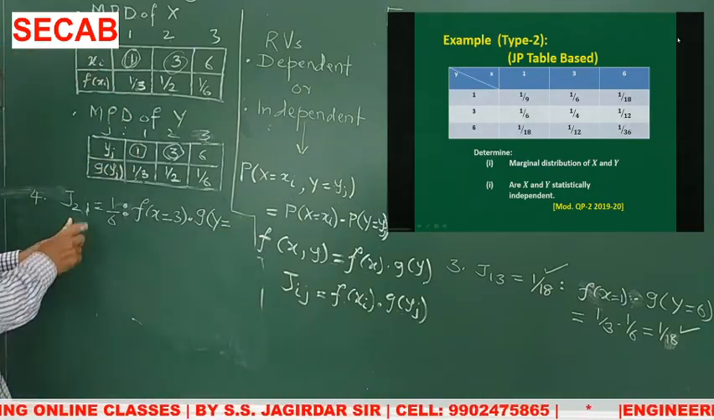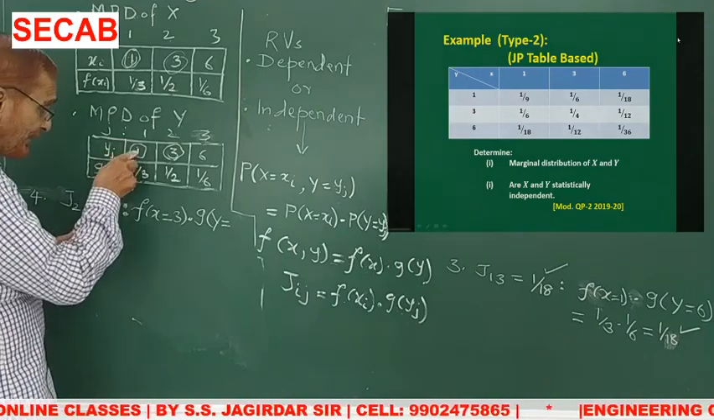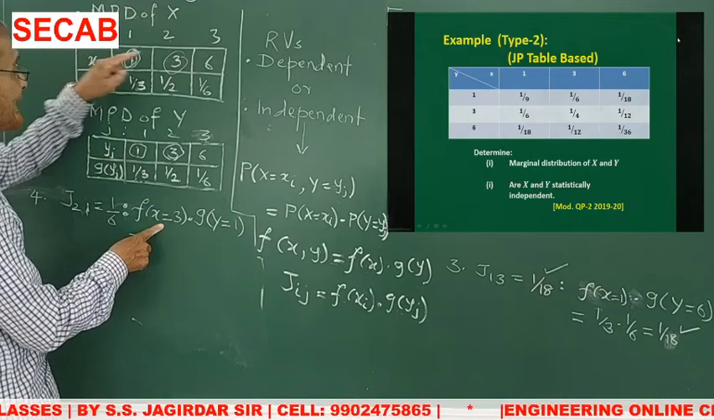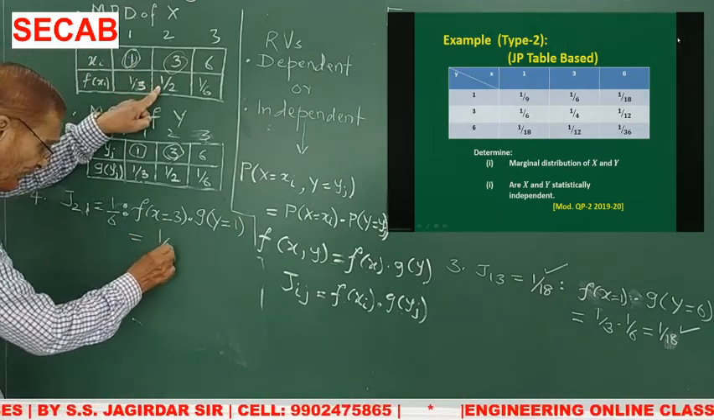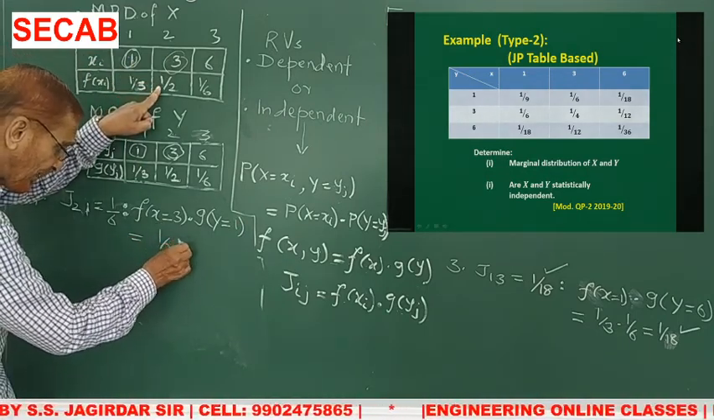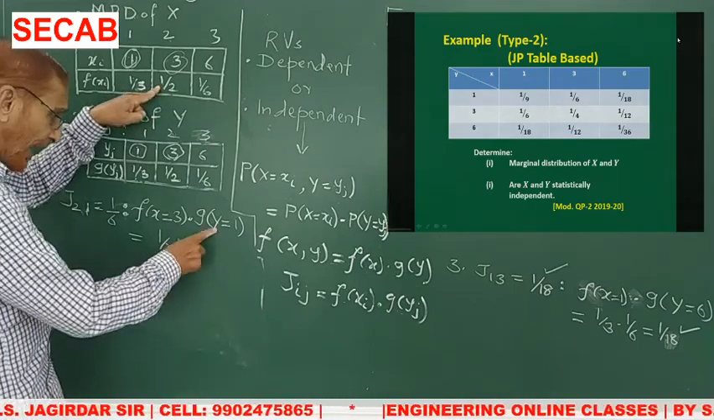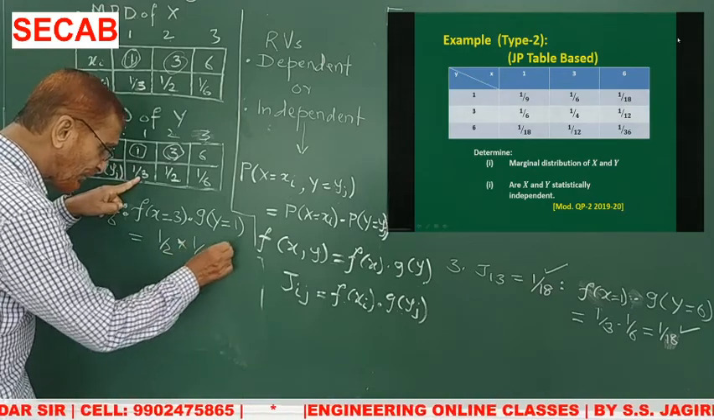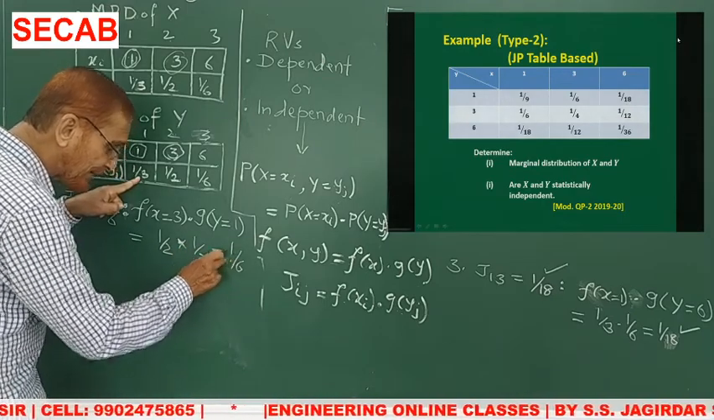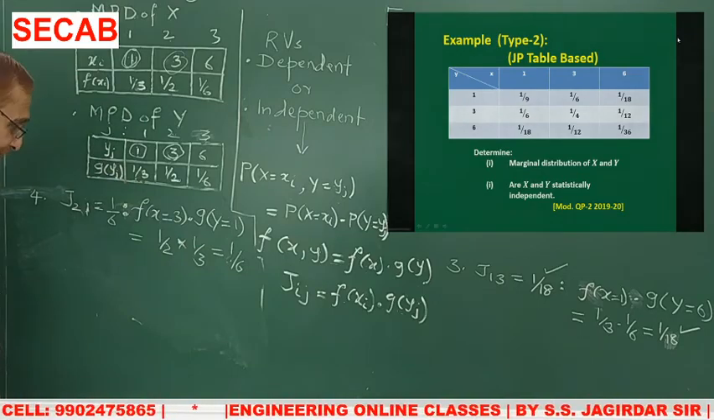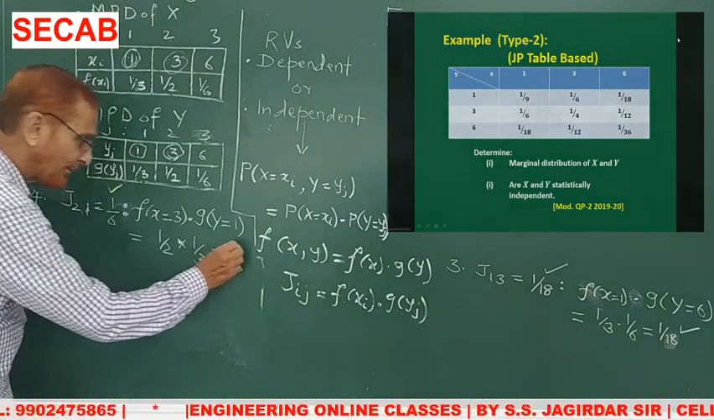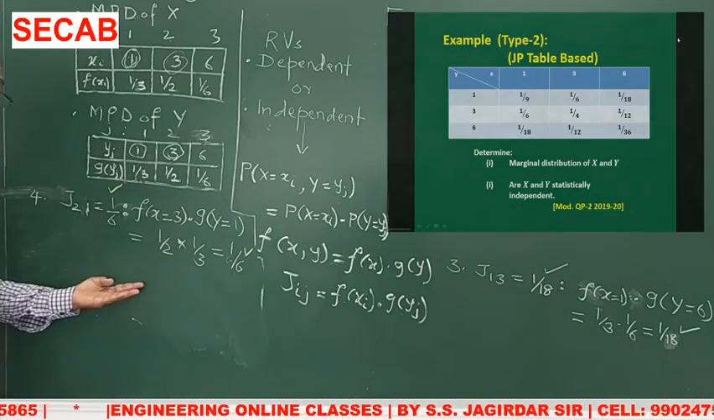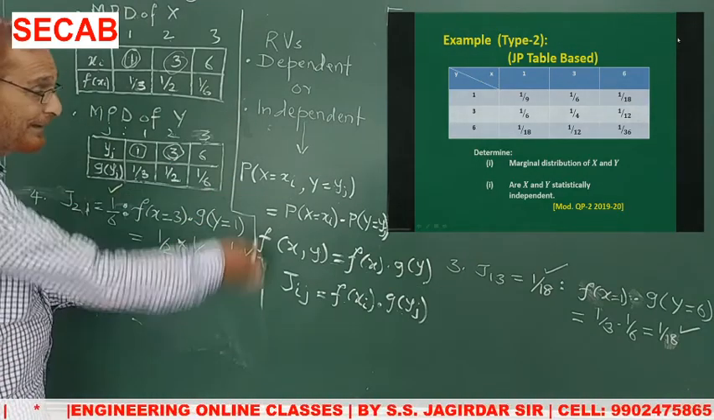When y is equal to 1, the probability is 1 upon 3, and when x is 3, the probability is 1 upon 2. The product is 1 upon 6. So very easily you can see that this value is also exactly the same. That means it is also verified in favor of the definition.